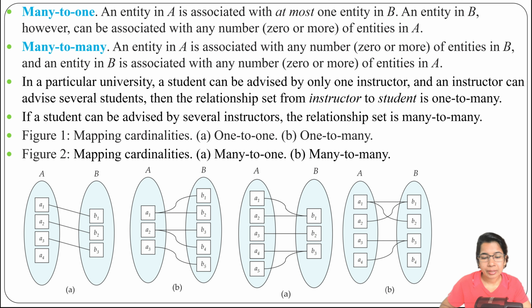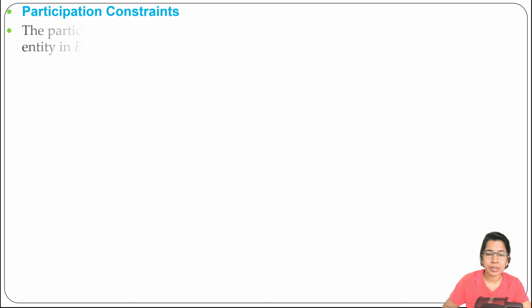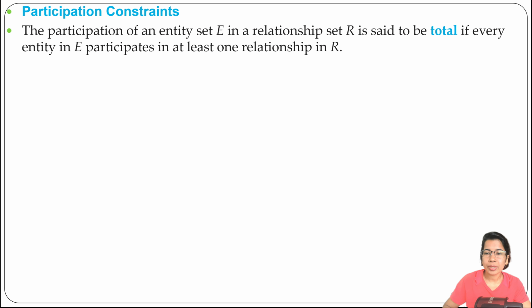I think you guys got the difference between one to one, one to many, many to one, and many to many mapping. Next I will discuss participation constraint. So how many entities are participating in a relationship, that's called participation constraint. There can be two types of constraint. One is total, another is partial. Total means if all entities of the entity set are participating in a relationship, that's called total. If some entities of the entity set are participating in a relation, then that's called partial.